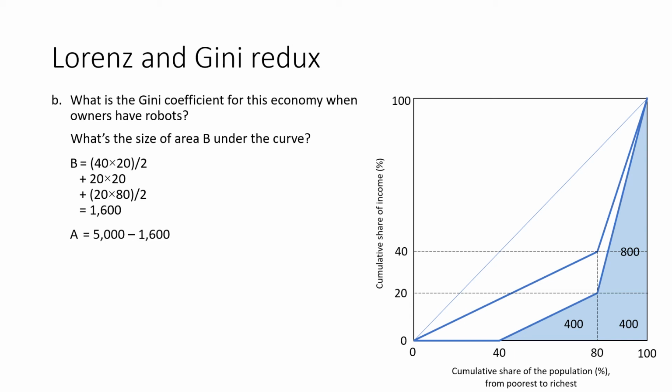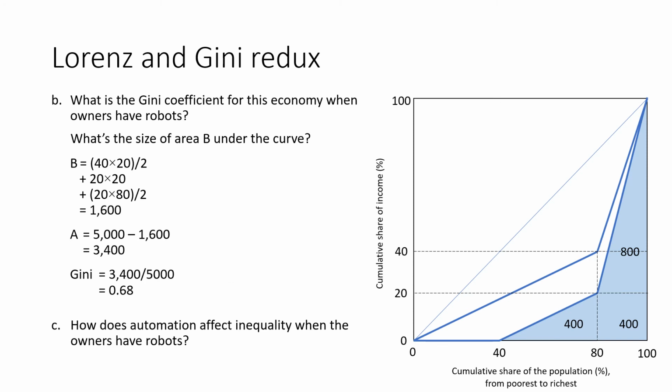Since A, this area here, everything in white underneath the line of perfect equality, is going to equal 5,000 minus 1600, we know A is going to be equal to 3,400 in this example. That means the Gini coefficient is going to equal 3,400 divided by 5,000. It's going to be 0.68. So how does automation affect inequality when the owners have robots? Well, it increases inequality and increases the Gini from 0.4 originally to 0.68. So here it increases inequality a bunch.